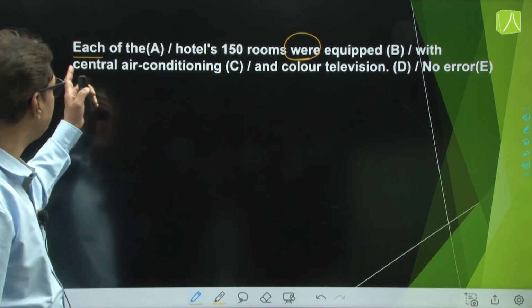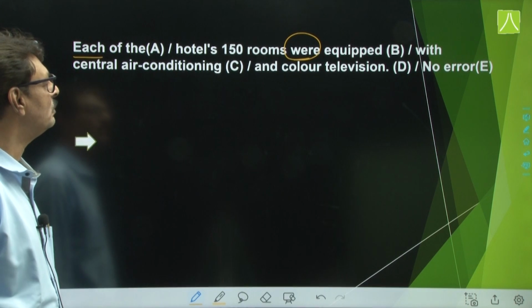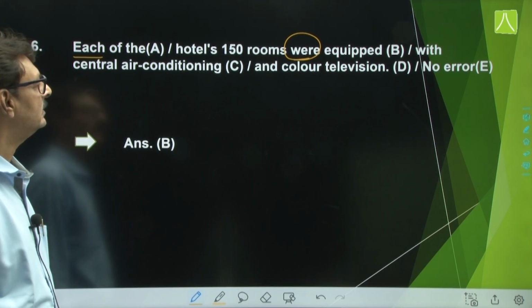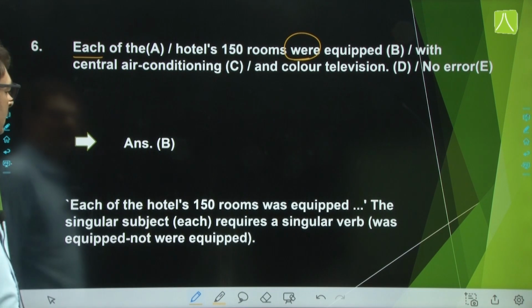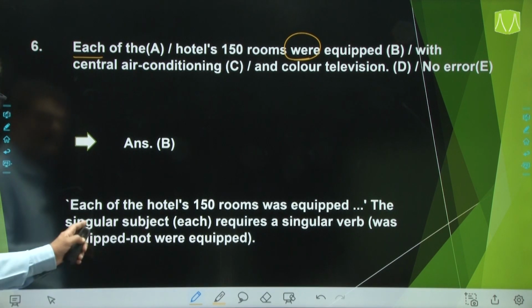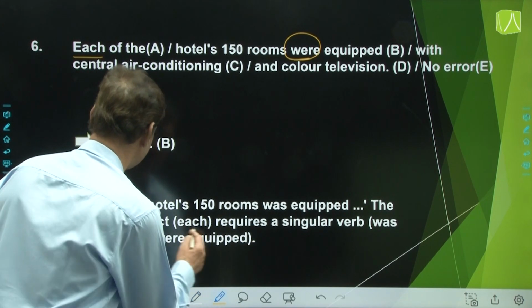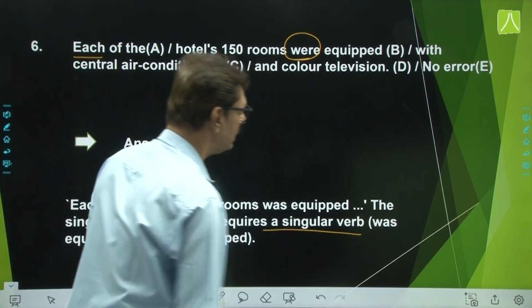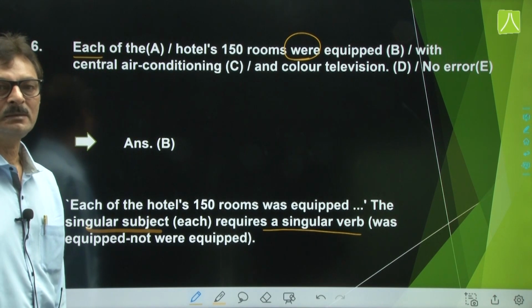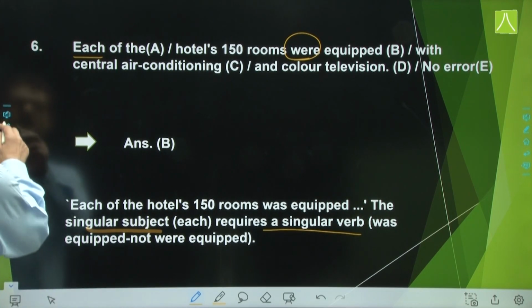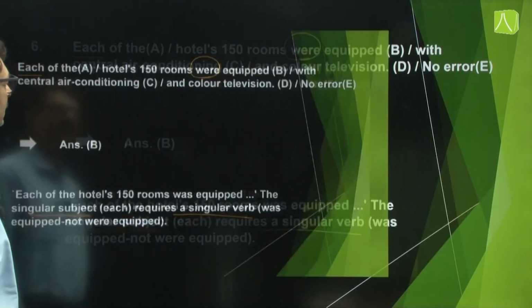The sentence should have been each of the hotel's 150 rooms was equipped with central air conditioning and color television. ये है आपका सही जवाब. The singular subject each requires a singular verb. This is the place where error is there. Moving on with the next example.